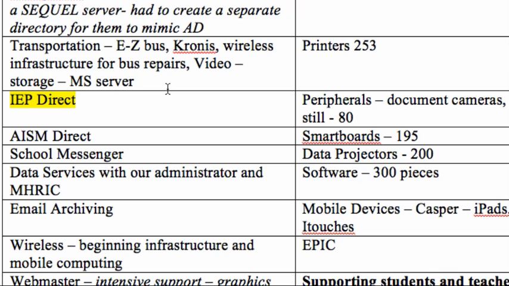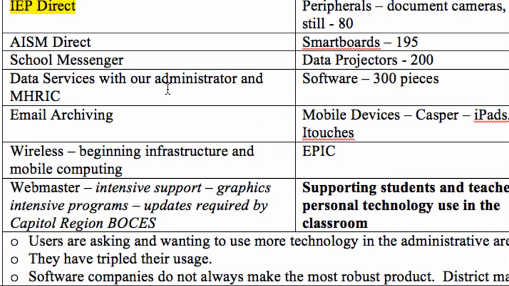And a new thing is all the videos on the bus require a lot of storage. IEP Direct has always been there, but the new products are AIMS Direct and School Messenger, which we'll be getting out this year, the data services with our administrator and the RIC, and email archiving we've just set up.